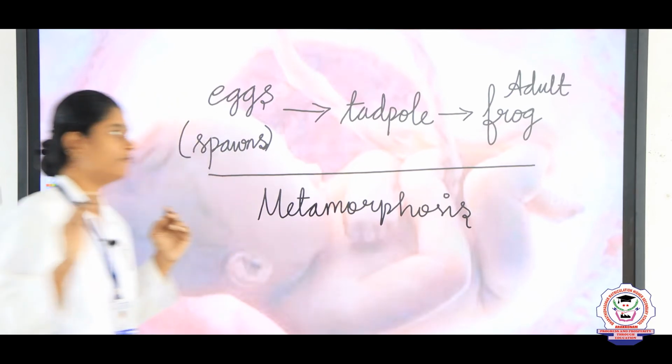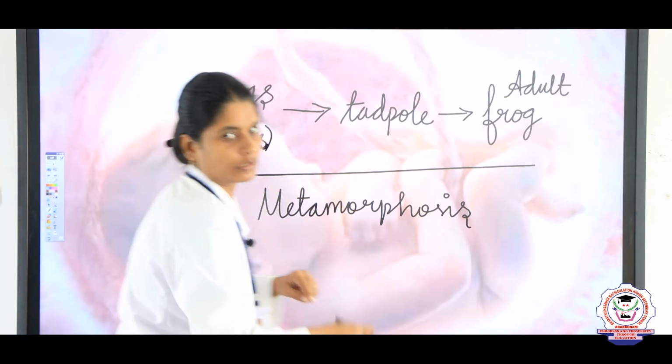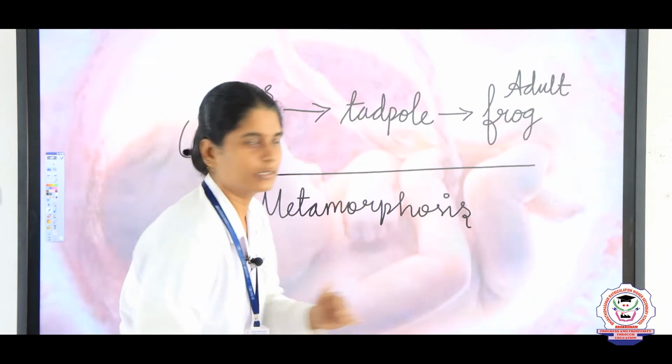Right. So now you learned the life cycle of a butterfly and the life cycle of a frog, and also you learned some new words, spawns, molting also, right.